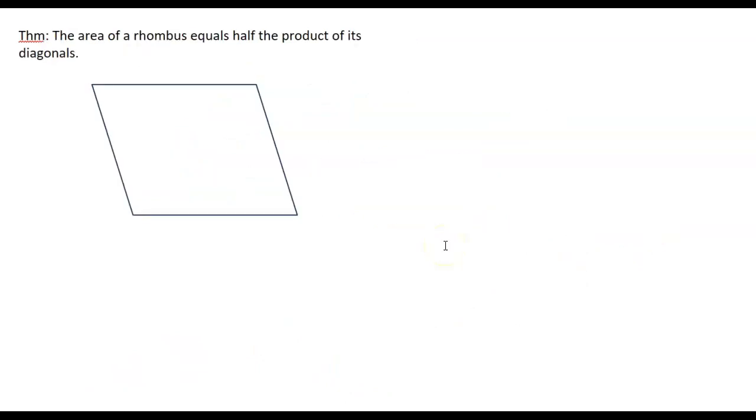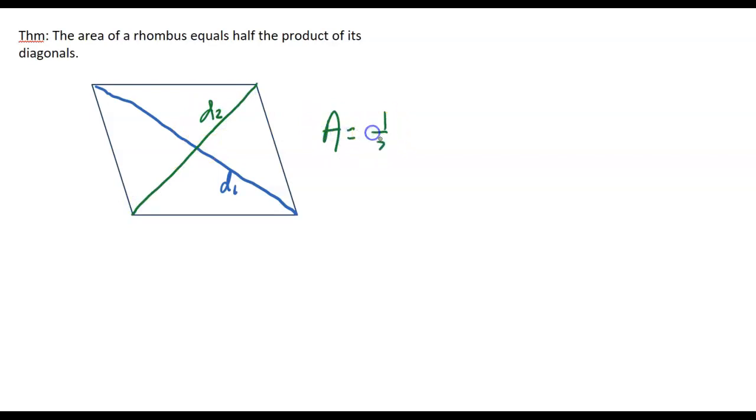The area of a rhombus is half the product of its diagonals. So if I call this diagonal D1 and I call this diagonal D2, then the area of that rhombus is 1/2 D1 times D2. And those diagonals, remember, are perpendicular to each other.